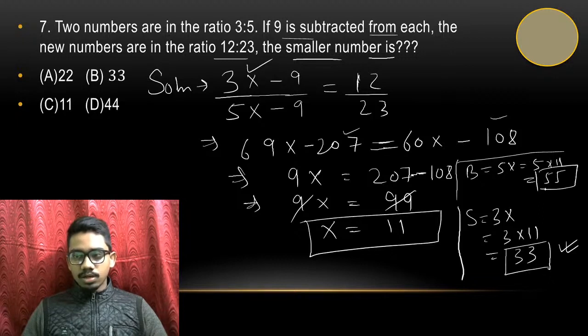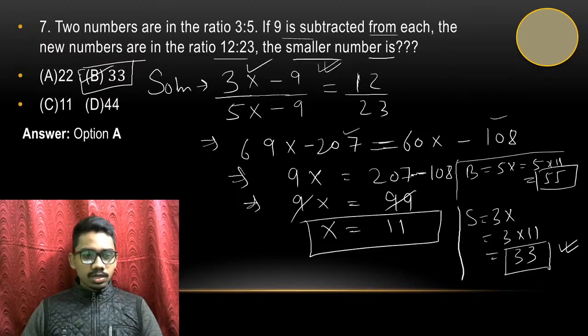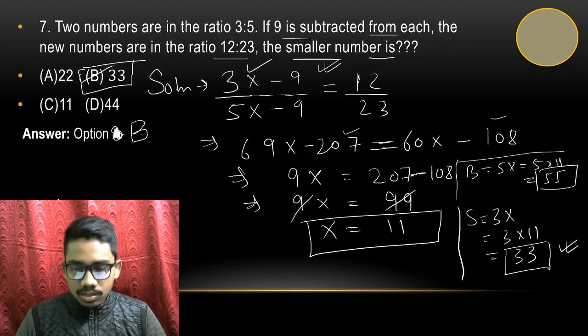The smaller number you have been asked. The value of x is not asked in the question. The smaller number is 33. That is option number B, the correct response to this question. By mistake, option A is written over here, but the answer will be option number B, guys. I hope you got this.